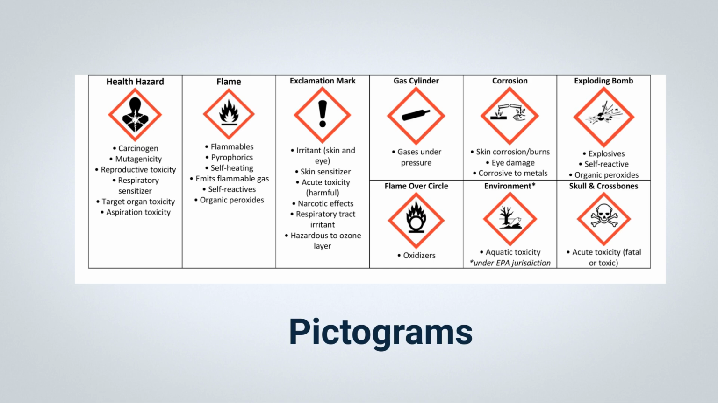A pictogram is a symbol plus other graphic elements, such as a border, background pattern, or color that conveys specific information about the dangers of a chemical. Each pictogram consists of a different symbol on a white background within a red square frame set on a point, or a red diamond. There are 9 pictograms under the Globally Harmonized System. However, only 8 pictograms are required by OSHA.